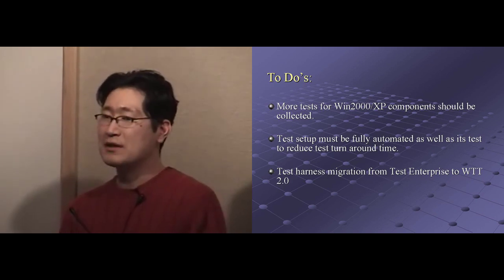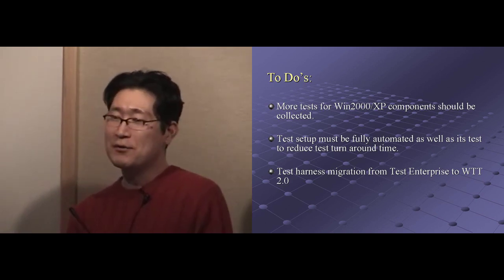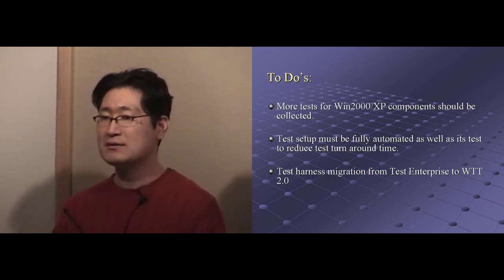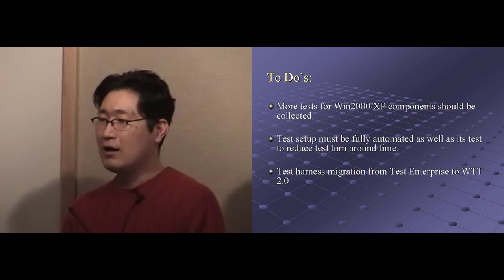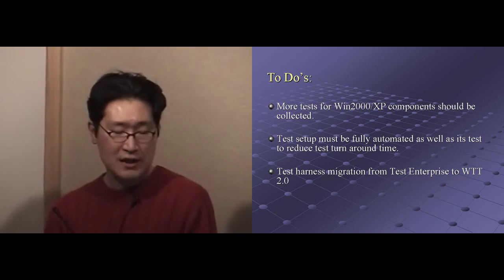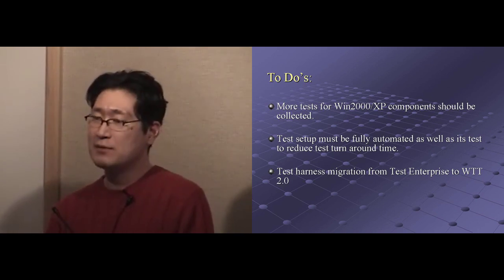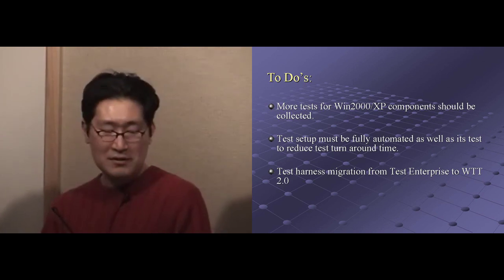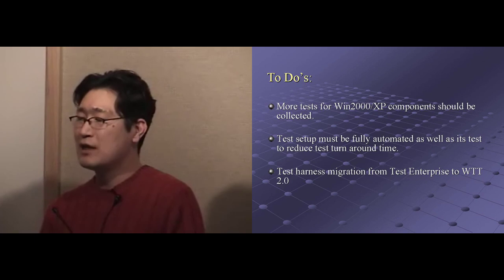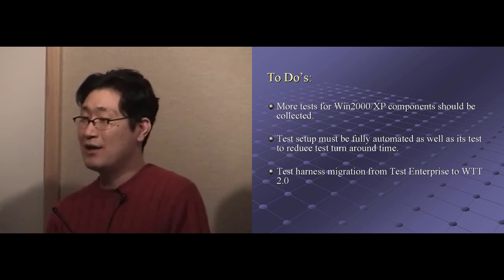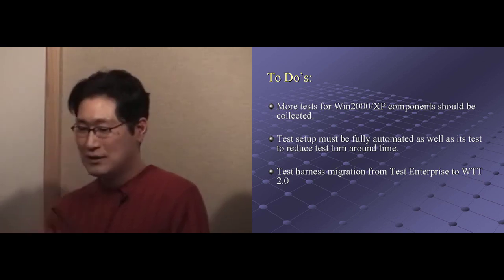Our component test owners are not responsible for setting up the test environment. So our job is automating the test environment for them, so that their test automation can fit into our auto VBT process, so that everything can be tested automatically without human intervention. As I mentioned briefly earlier, we are trying to migrate our test harness from Test Enterprise, an old test harness which has lots of limitations, to a new test harness called WTT, Windows Test Technology, which is a lot better. So we are trying to do that.